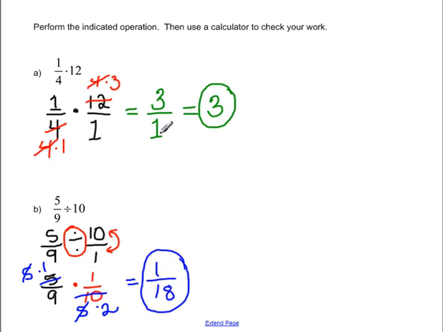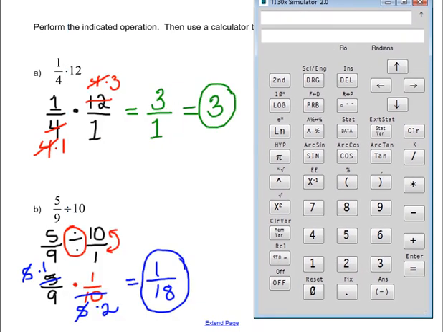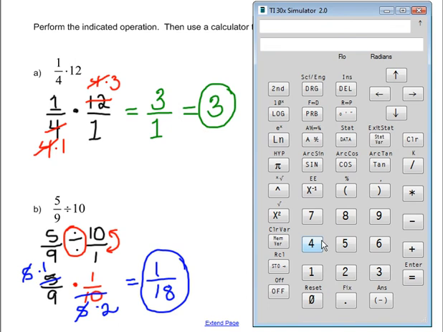But 3 over 1, that's the same thing as 3. Let's use our calculator to check our work here. So let me pull up our calculator, and let me clear this out and get this in a good position for us. So we're going to take 1/4 times 12. Remember to use your fraction key here to enter in your fractions. 1 fraction key 4. So there's 1/4, and we're going to multiply that by 12. And when we do that, we see, yep, our answer is correct. We have that answer of 3 that matches.